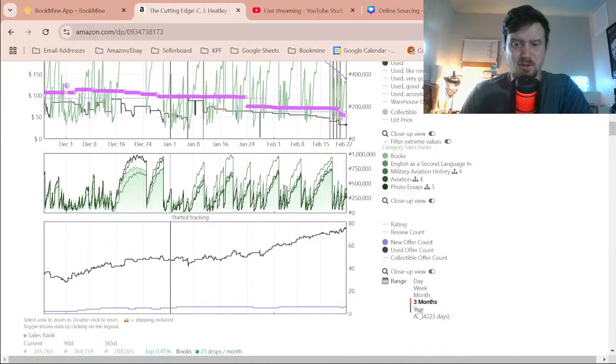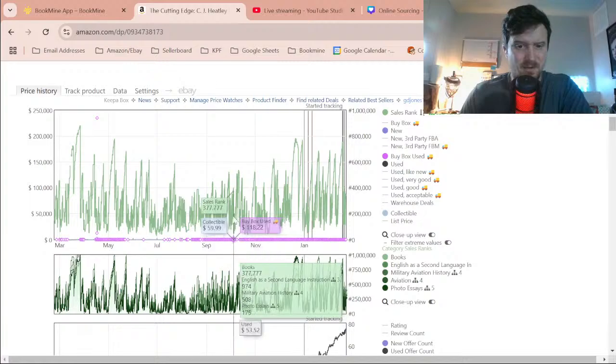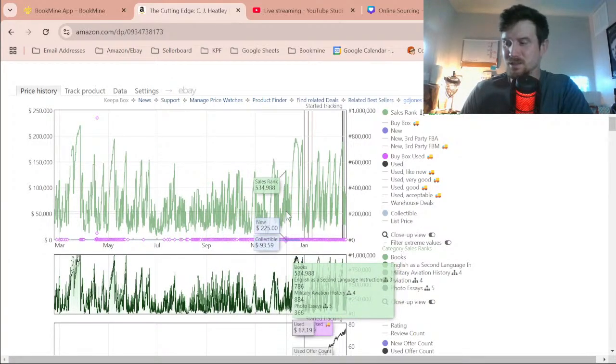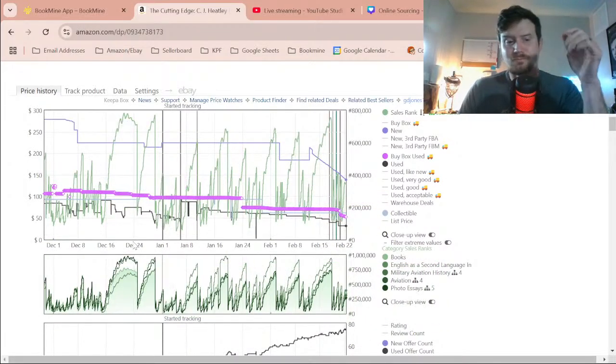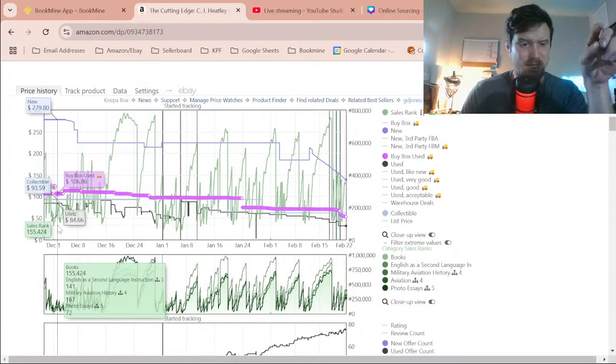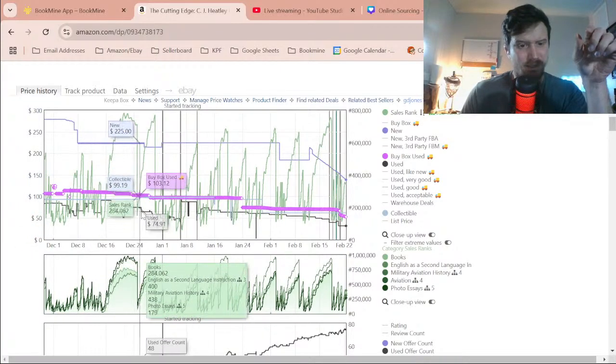But I picked this book up. I picked two of them up, actually, because number one, the sales rank is going crazy. It's definitely going to sell. It's just a matter of how much it's going to sell.